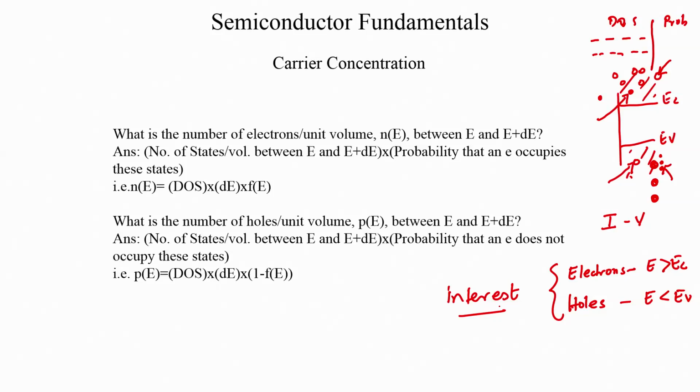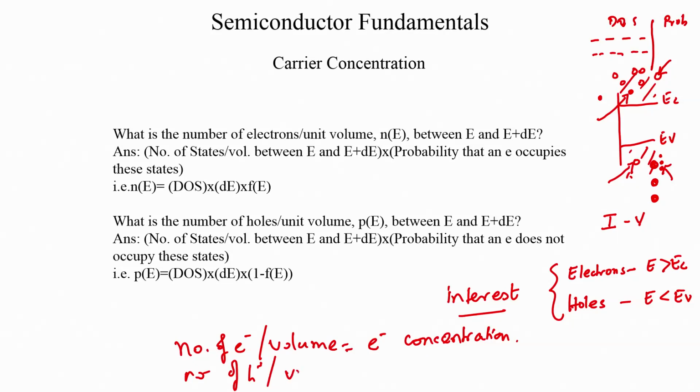So, how do we count? How do we identify the number of electrons, or more particularly the number of electrons per unit volume? The number of electrons per unit volume, we will call the electron concentration. It is not per unit area right now, it is per unit volume. And the number of holes per unit volume, we will call the hole concentration. So, how do we identify these two?